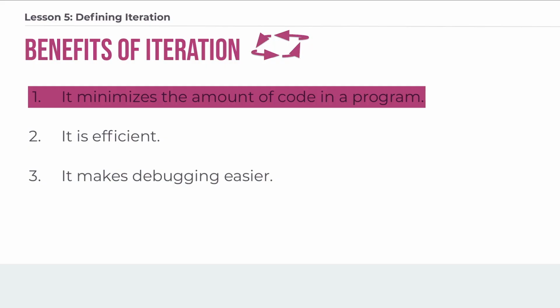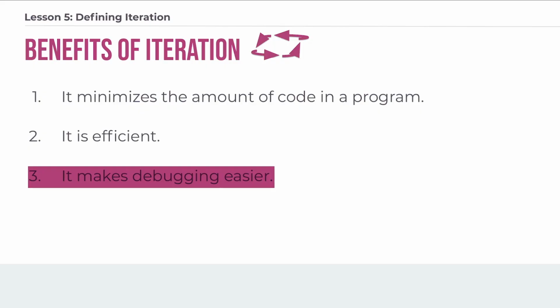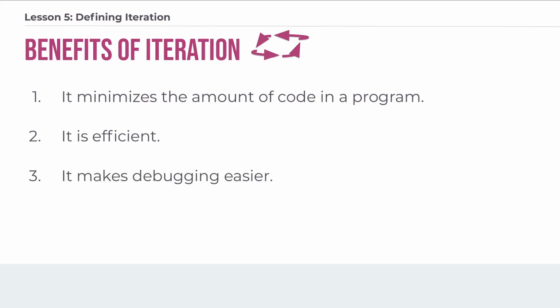Secondly, it's very efficient. When you group repetitive tasks together, it helps you to create more efficient programs. And finally, you can imagine that with less code, debugging your program is going to be easier, and it's going to make it easier to try new things, to test new things. Iteration is definitely something that you want to learn how to use in your programming.